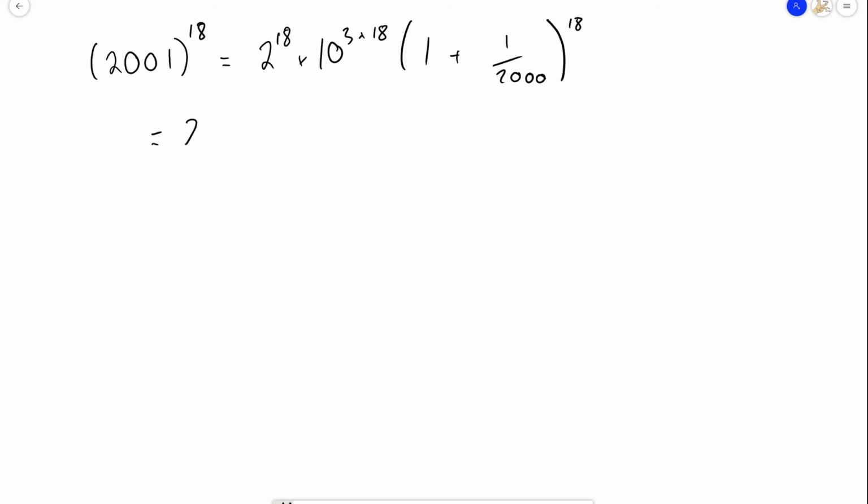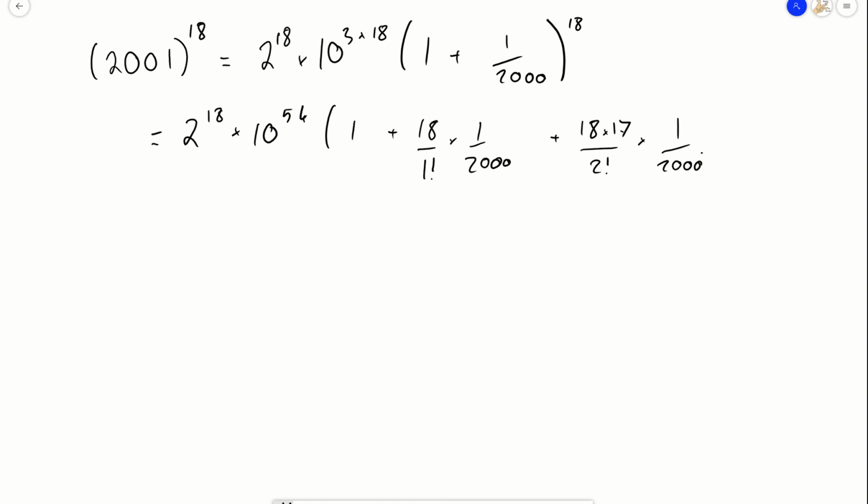So the first line, so 2 to the 18 times 10 to the 54 into 1 plus, okay, we use the 18 over 1 factorial, which is easy, times 1 over 2000, and the next term then is going to be 18 times 17 over 2 factorial times 1 over 2000 all squared, plus, okay, the next term is 18 times 17 times 16 over 3 factorial times 1 over 2000 cubed.